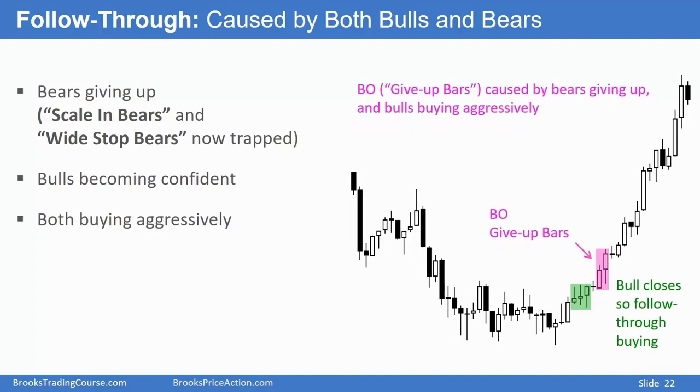Give-up bars, the bears finally giving up, taking their losses. And the bulls know the bears are doing that, and the bulls buy aggressively because they know if the bears are buying back their shorts, the bears are not going to sell again 1 or 2 bars later. They'll wait for at least several bars. So it's a high probability buy.